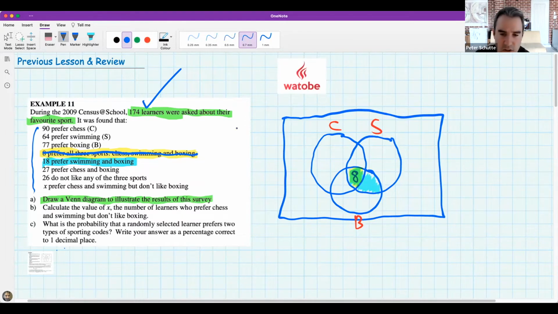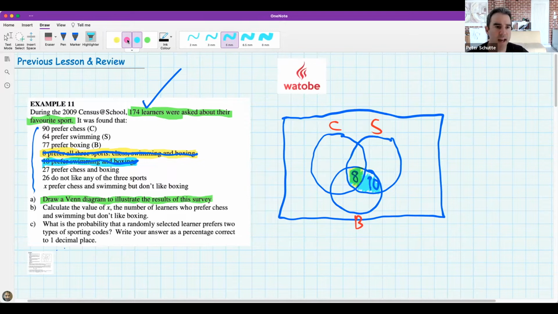So then the question is, what's going to be here in that region I put a question mark in? What's going to be in that region? Okay, so it's not going to be 18 by itself. It's going to be 18 minus 8 because it has to add up to 18 in total. 18 people prefer swimming and boxing, and that means this total together is going to be 18. So this has to be 10, or 18 minus 8. So I've used that piece of information.